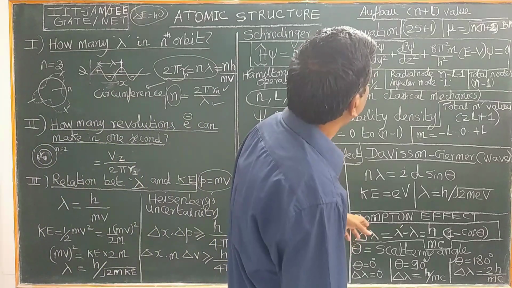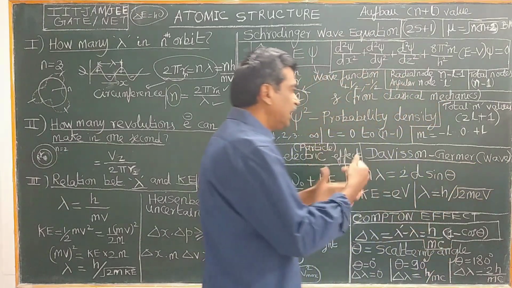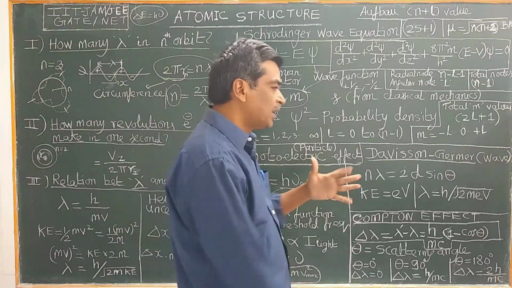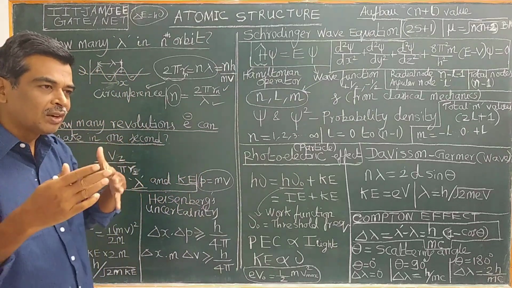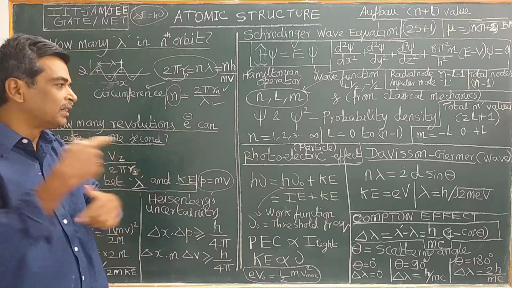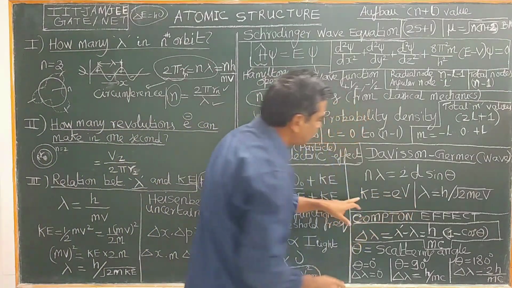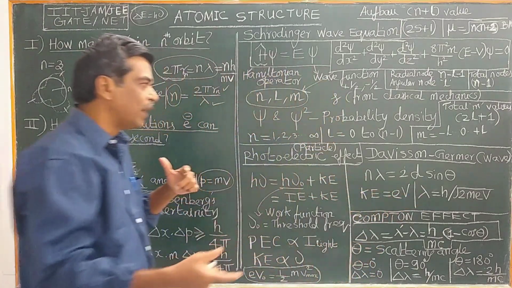Okay, now let us come to the Davisson-Germer experiment. It is an illustration of the wave behavior of matter. For example, when a metal filament is heated, it emits electrons. Okay, the electron is accelerated by applying a voltage. Therefore, the kinetic energy of the electron wave is equal to eV.